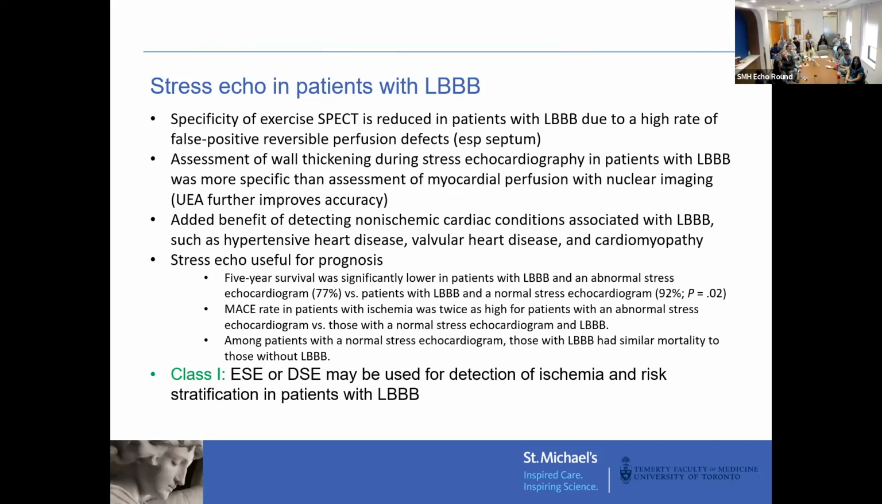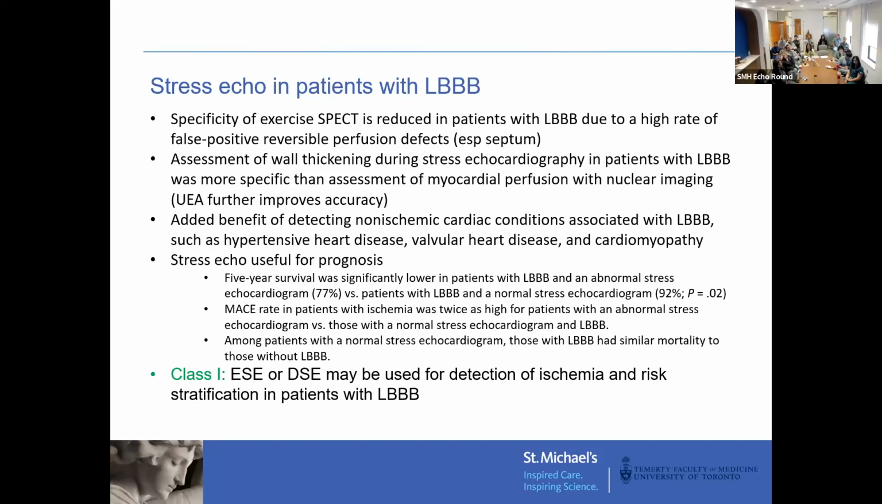And those that had a normal stress echo and their left bundle had a similar mortality to those who do not even have a left bundle in the first place. So very useful if you have a patient that incidentally has a left bundle, just get them to do a stress echo. If they have no changes and it's a completely normal test, then their mortality has been shown to be similar to a patient who had no left bundle in the first place.